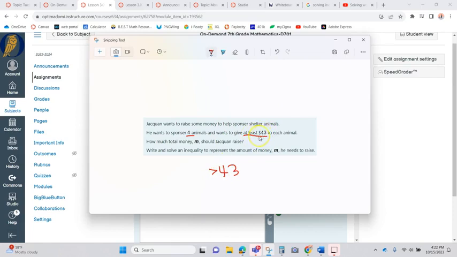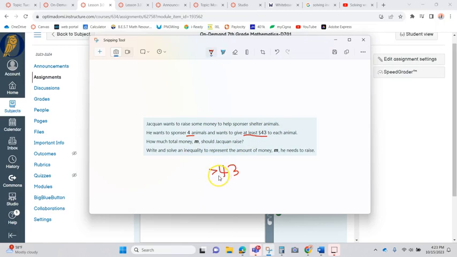because at least $43 to each animal, meaning $44 would be okay, $45 would be okay, $46 would be okay. Anything above $43 would be good. That'd be awesome. That'd be more than he wants. But $42 for each animal? Nope, that would not be good. So I know my mystery number is going to be bigger than 43. Or I know not my mystery number, but I know my left side is going to be bigger than 43.